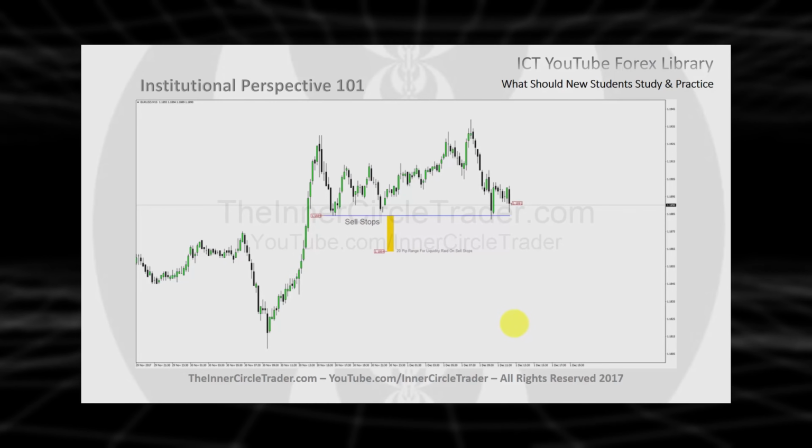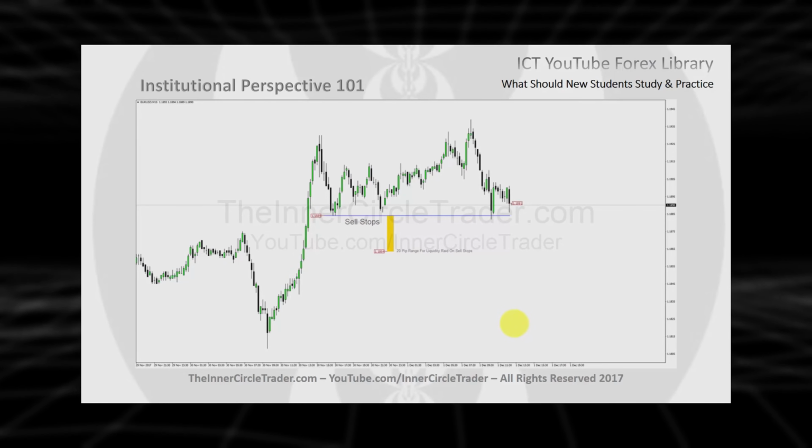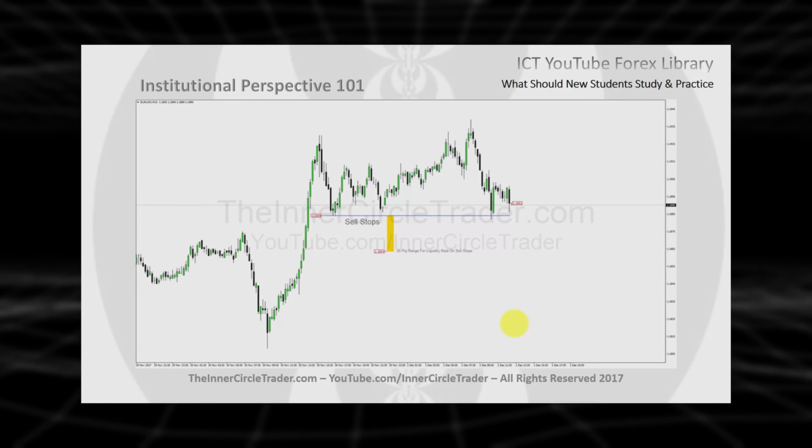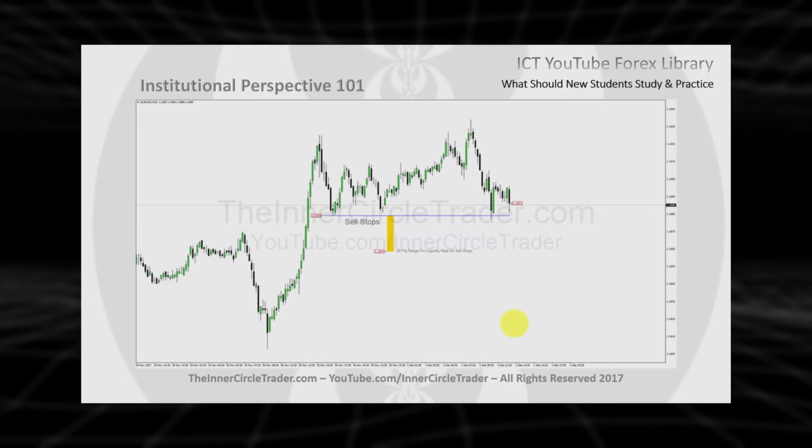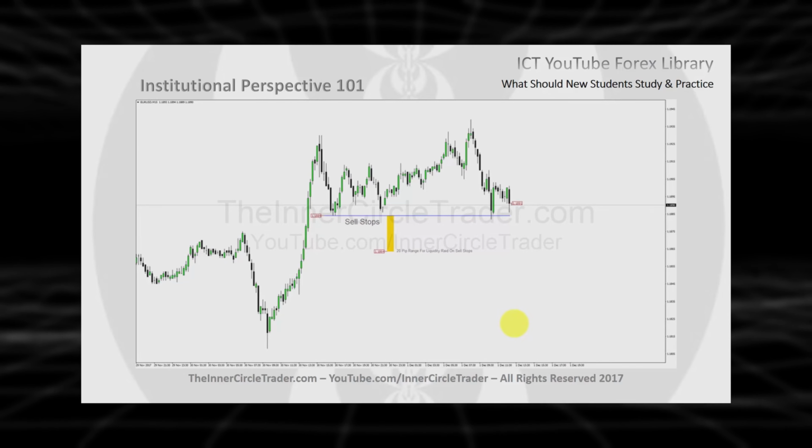Okay, really simple. Specific price levels, not zones, not ambiguous areas to try to figure out what's going on. It's exact. It's a science. We know exactly what we're looking for.